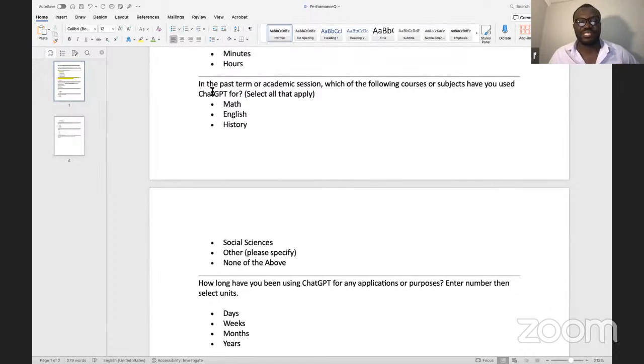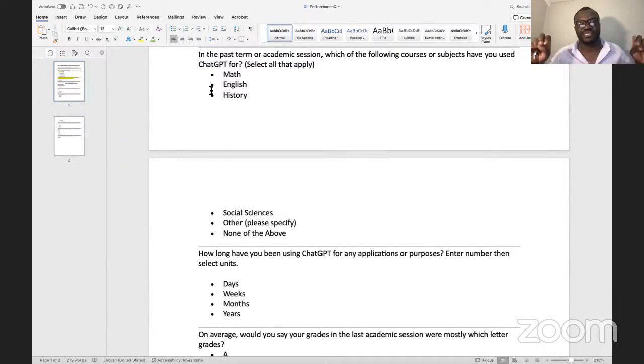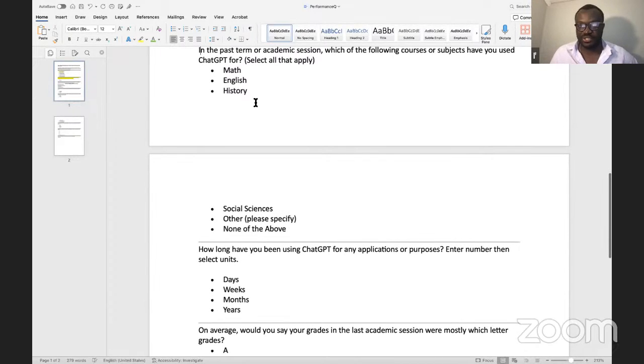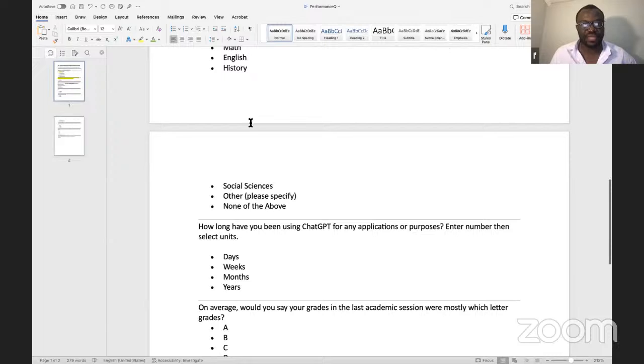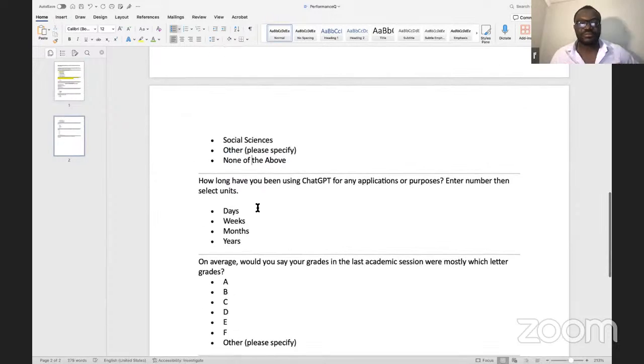And here we're trying to see which area they're using it for. Is it academic performance? It's a very broad term. So what part of academia are we looking at? Are they using it in math or English? Because surely ChatGPT may be appropriate for some uses, but maybe not for some others. So the question is, in the past term or academic session, which of the following courses or subjects have you used ChatGPT for? And then those are the ones here. There are options for them to also specify any other one that they want, and then none of the above.